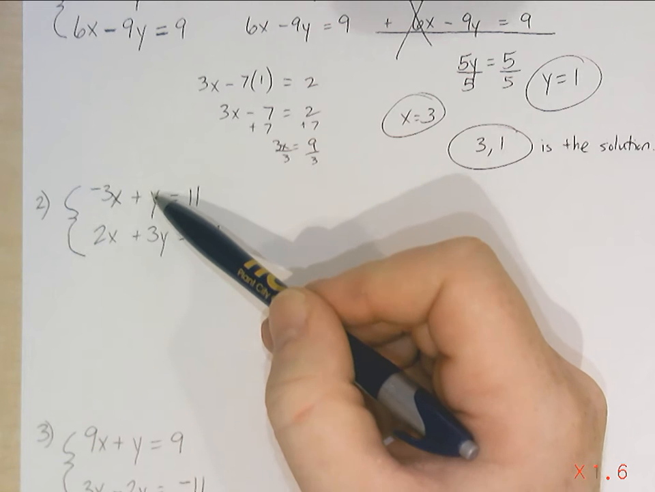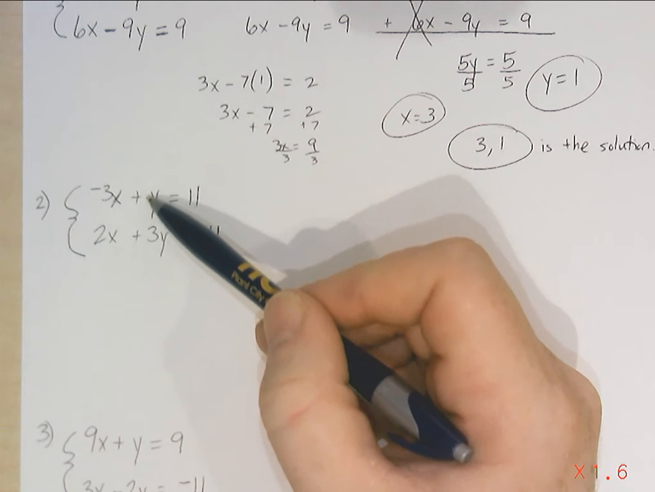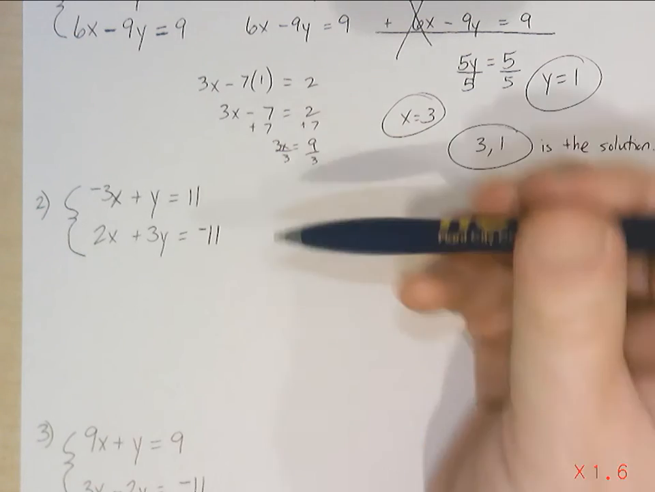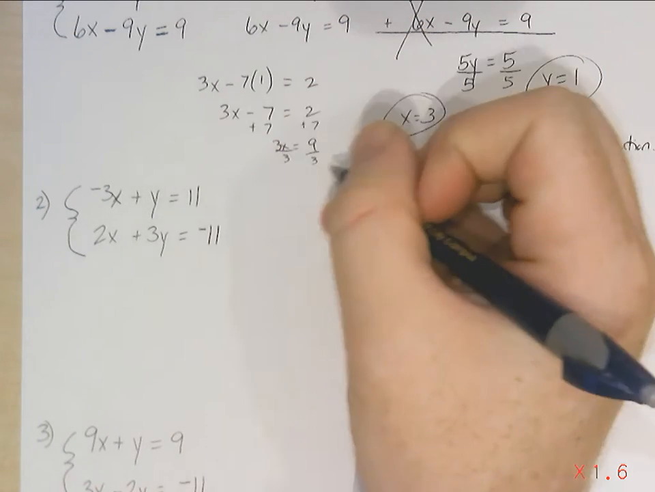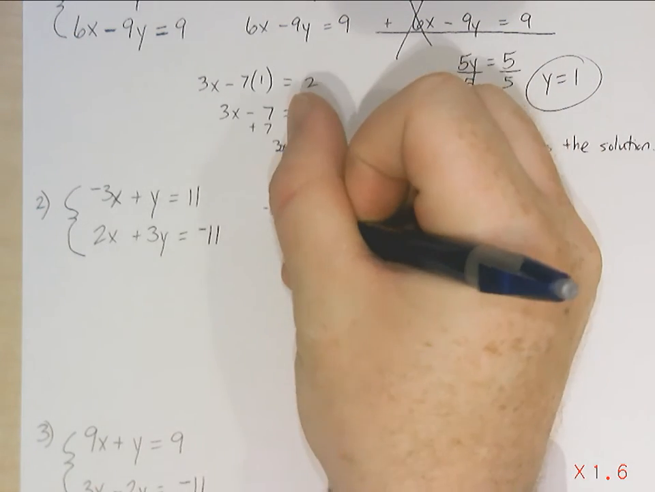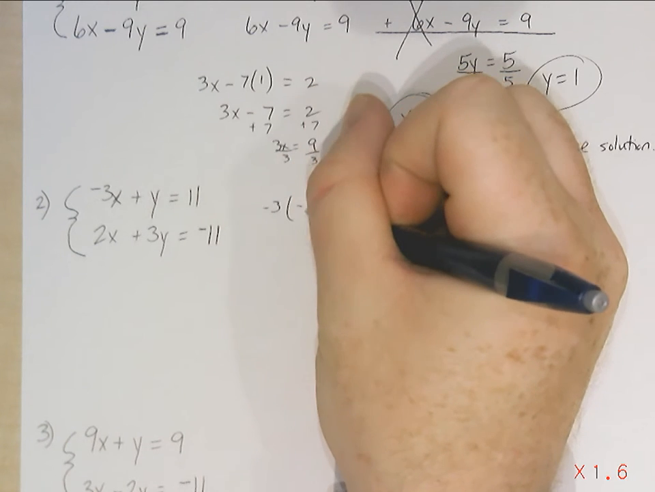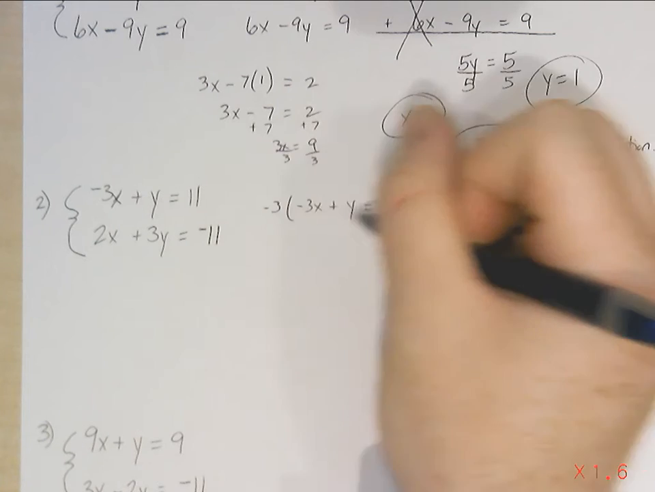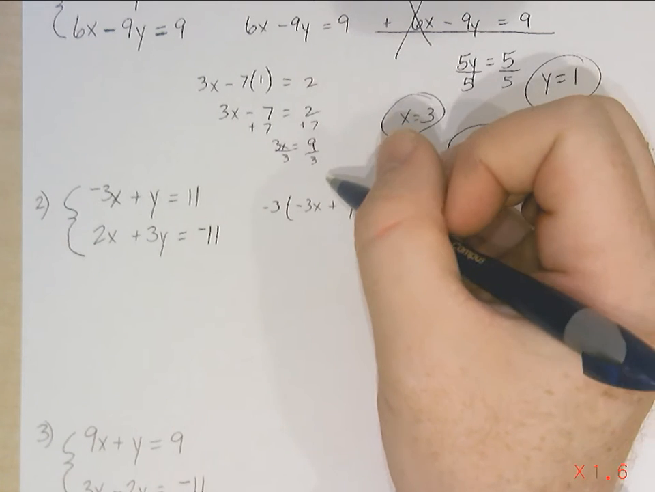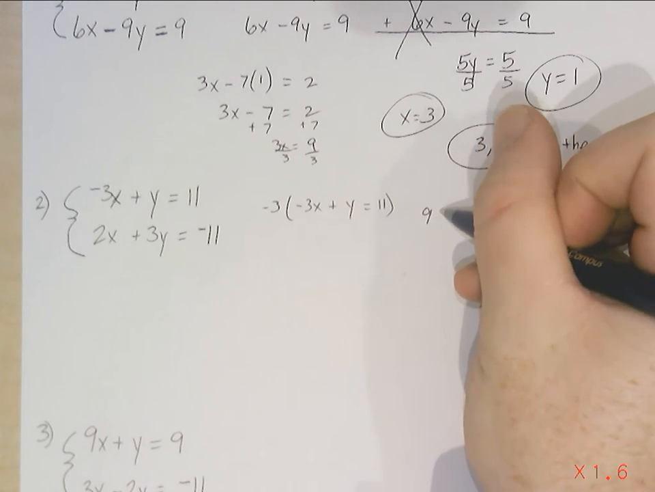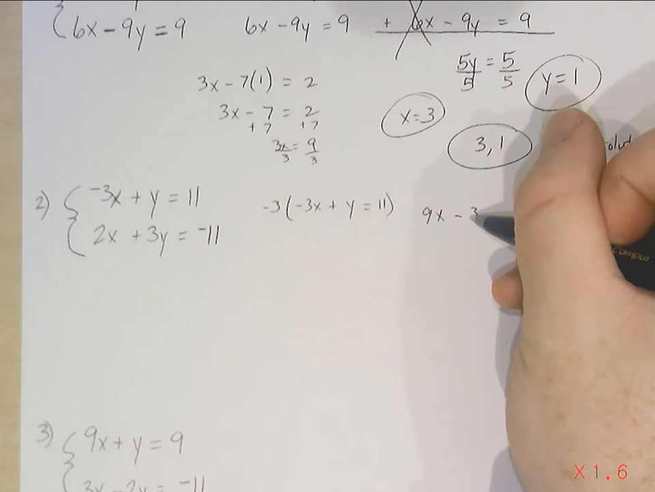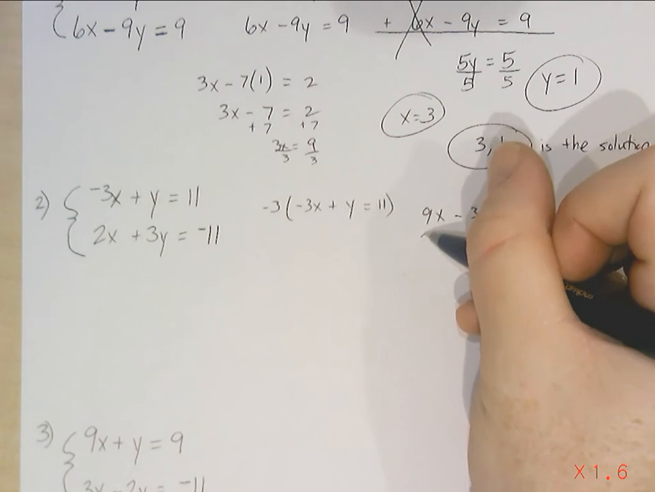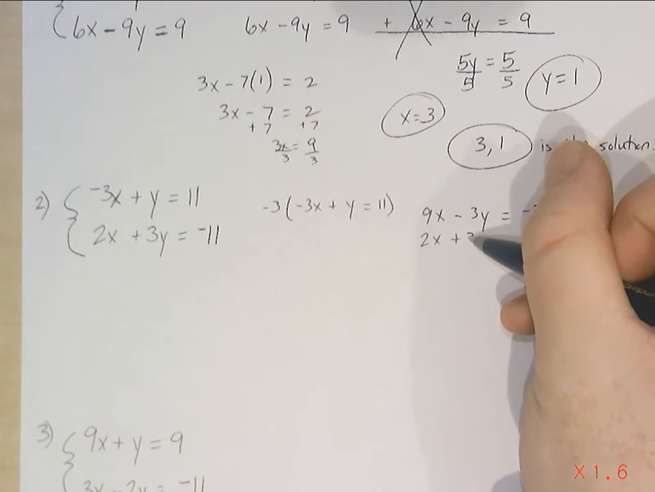Well, if you multiply the top by -3 right here, this will become -3y, and that's what you want to do. So you're going to multiply everything by -3. So let me write that down. -3 times -3x plus y equals 11. So we multiply everything, we get 9x minus 3y equals negative 33.